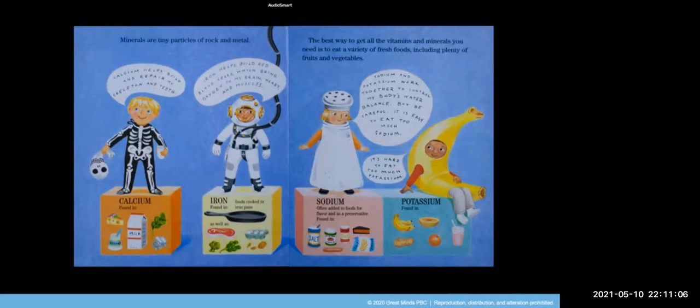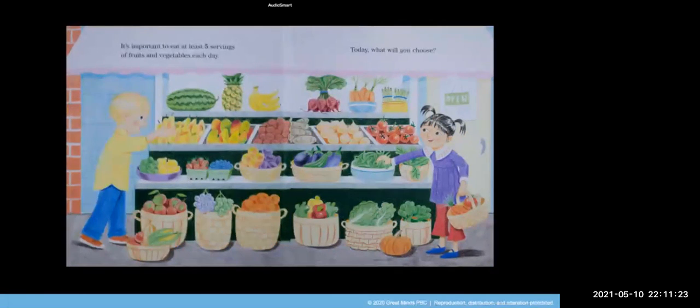The best way to get all the vitamins and minerals you need is to eat a variety of fresh foods, including plenty of fruits and vegetables. It's important to eat at least 5 servings of fruits and vegetables each day. Today, what will you choose?